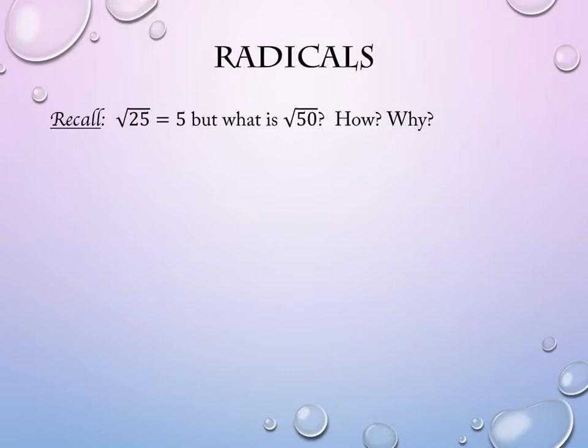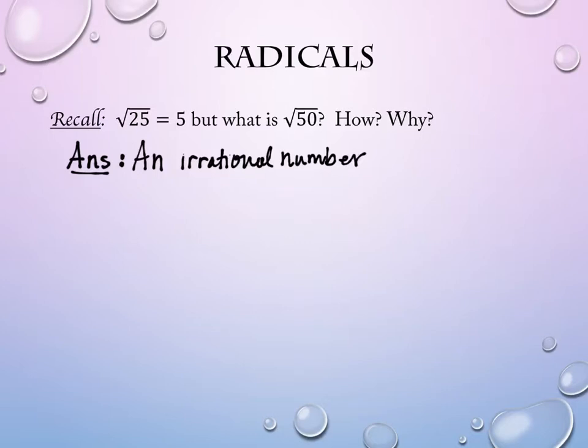So the first piece that it talks about is to recall, of course, that the square root of 25 is equal to 5. But what is the square root of 50, how, and why? What happens when we have something that's not a perfect square, like 25, is that the square root of 50 is actually an irrational number. And it's actually the value 5 square root of 2. But we're going to talk about the why.